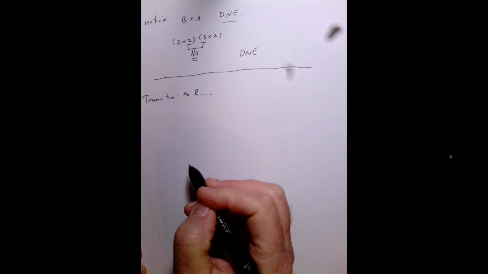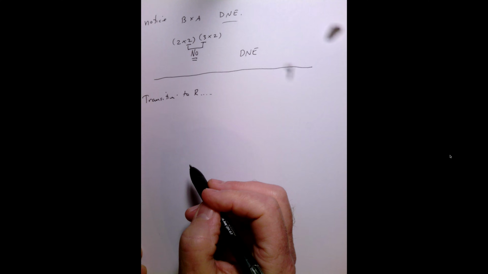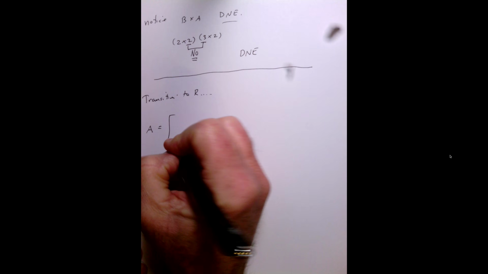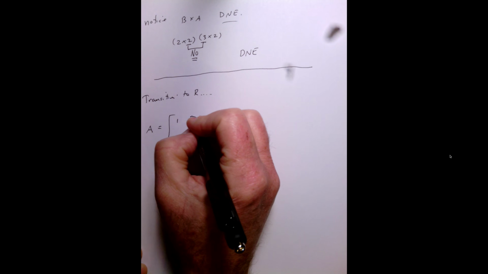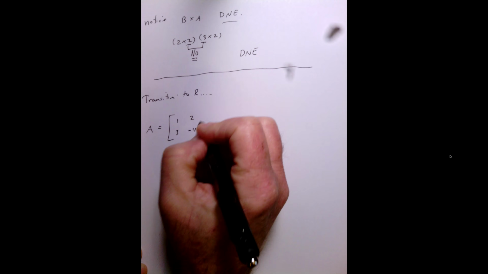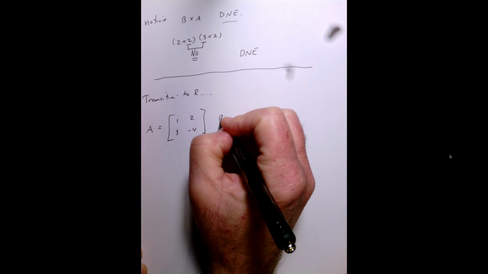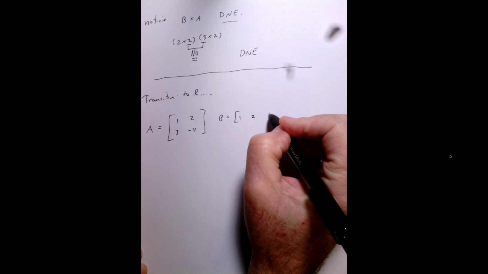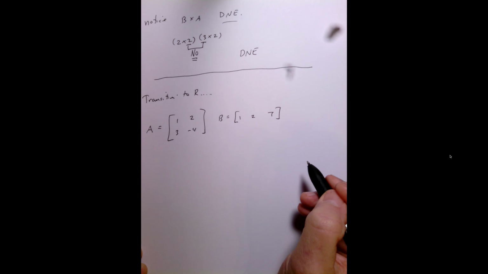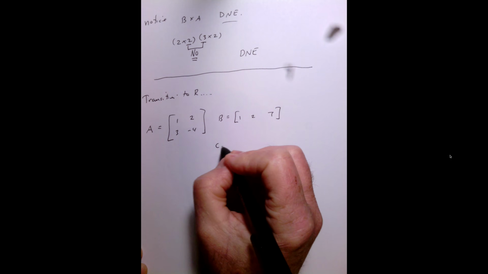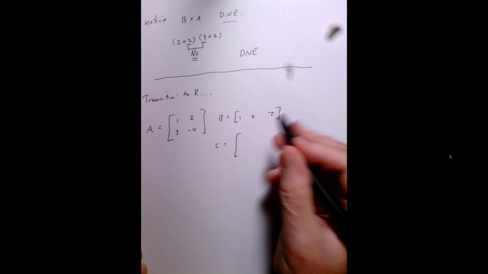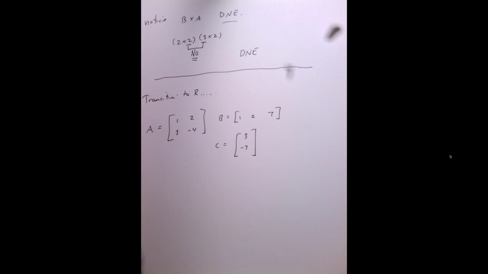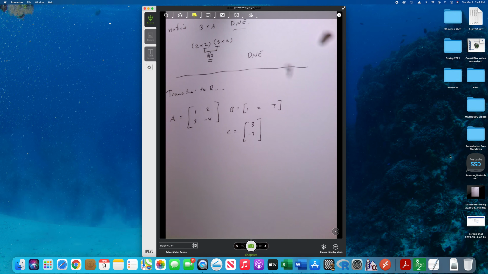And let's just enter a few matrices. So let's enter a matrix A. Let's just do 1, 2, 3, -4. Let's create matrix B, which would be, let's just have a row vector. And let's create a column vector C of 3, -7.